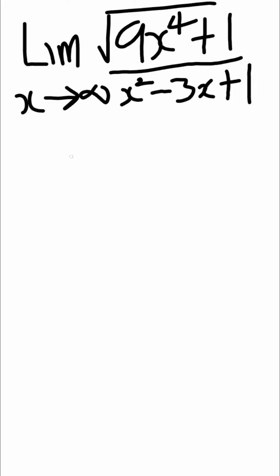Evaluate the limit as x approaches infinity for the square root of 9x raised to the power 4 plus 1, all over x squared minus 3x plus 1. So whenever we see x approaches infinity, for this kind of basic question, we're going to be expecting to see something like this, 1 over infinity.